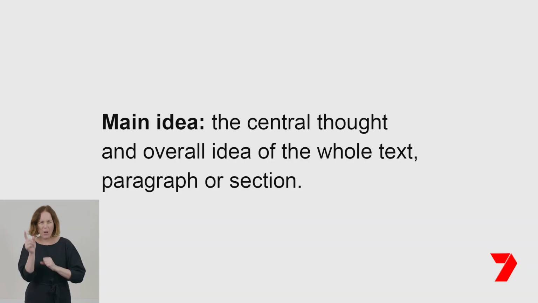So I know that the main idea of a text is really important when it comes to summarising. But what is the main idea? Well, the main idea of a text is the central thought or overall idea of the whole text or paragraph or section. Okay, so this means that when we summarise, we need to create a shortened version of what we have read or viewed that focuses on the central thought and overall idea. That makes sense. But how do we do this?